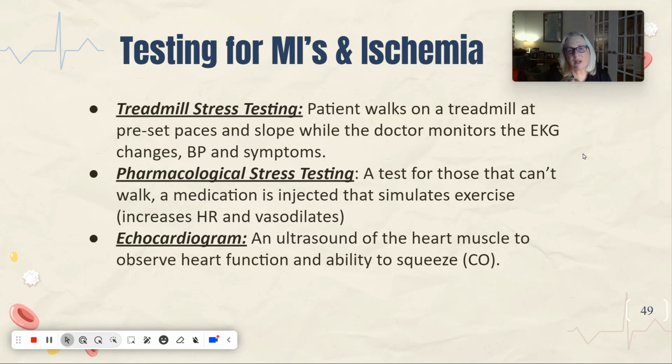The pharmacological stress test is for those people that can't walk. They just physically can't walk. Maybe they don't have two legs. Knee replacement, hip replacement. They're just getting old. They walk with a walker or a cane. It's unsafe for them to be on a treadmill. So we're going to give them the liquid treadmill, basically, the pharmacological one. So medication is injected that kind of simulates what happens when you exercise. We've talked about that too.